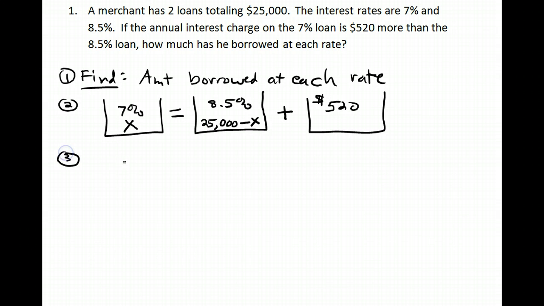So when I look at my equation, I'm going to do the bucket thing. I'm going to multiply the buckets and follow the operators that I have written above there. So I need 7% of x, 0.07 times x, equals 8.5%, which is 0.085 times 25,000 minus x, and then plus 520. Alright, now when I look at that, I'm going to clear the parentheses, but then I'm going to multiply through and clear my decimals.